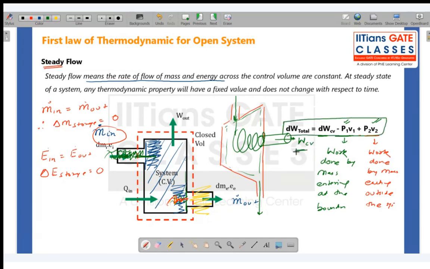Now this work you will not always get. For example, if you have a nozzle, only mass is coming in and going out. There is no control volume work. So this work will depend upon what type of system you have. For example, if you have a heat exchanger, we will talk about everything, but only mass is coming in and going out, no work. So sometimes it could be zero as well. But basically, total work is this. Is it clear? Till now, is it clear? Then we will move ahead.